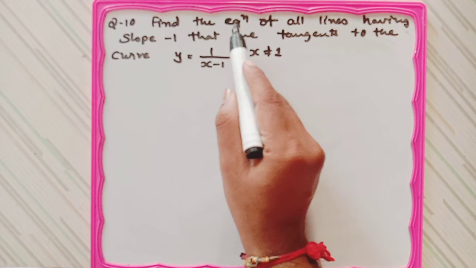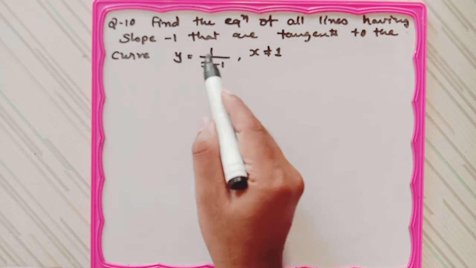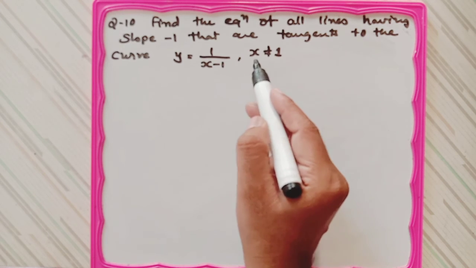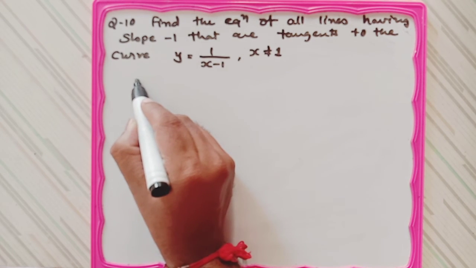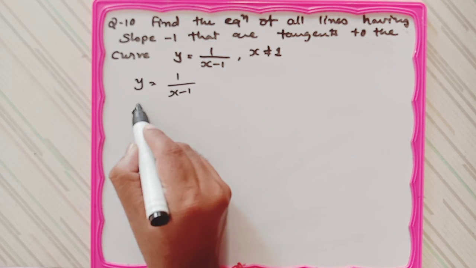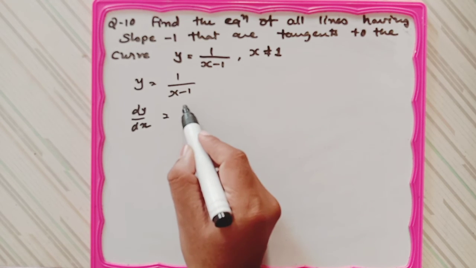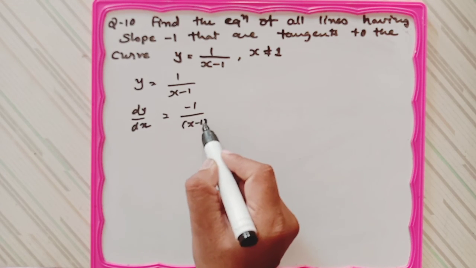Question 10, we have: find the equation of all lines having slope minus 1 that are tangent to the curve y equals 1 upon (x minus 1), if x not equal to 1. So we are given y equals 1 upon (x minus 1), and so its differentiation with respect to x will be minus 1 upon (x minus 1) square.